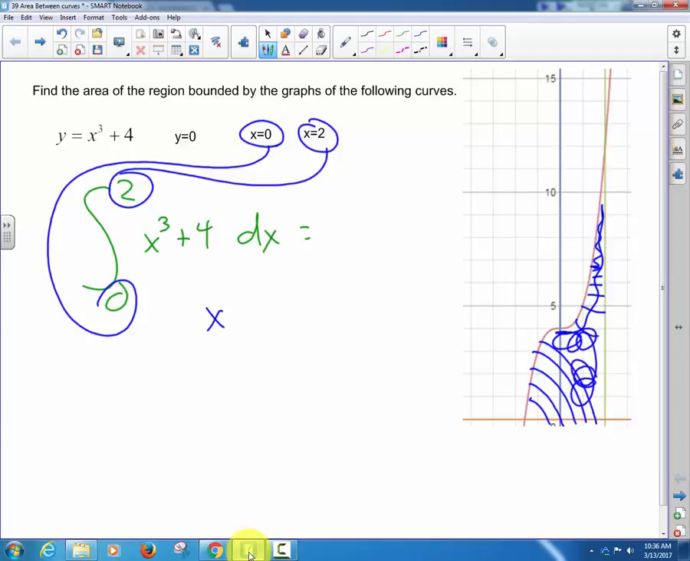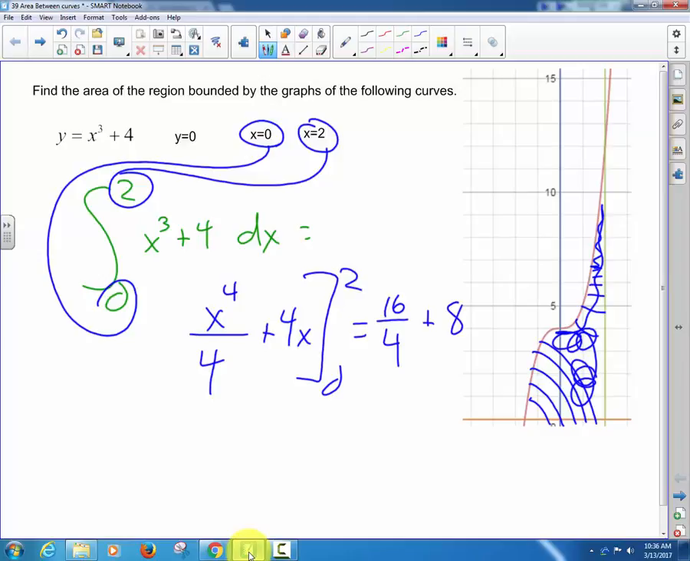Integrating is something we've been doing a long time. X to the 4th over 4 plus 4x, evaluated at 0 and 2. 16 over 4 plus 8. Is that right? Yeah. 16 over 4 plus 8, which is 4 plus 8. So we get an area of 12.